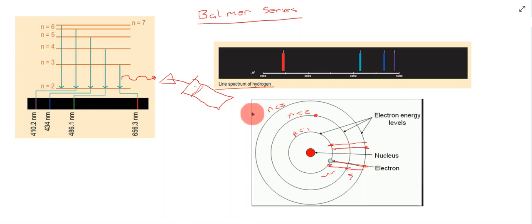We'll talk about that a little more in the next video. So that's really just an introduction to the link between line spectra and energy levels on atoms, and how these two tie together and explain the formation of the line spectra that you see.